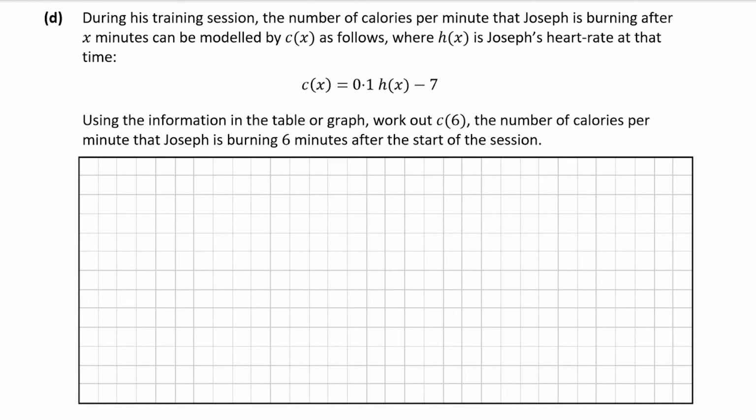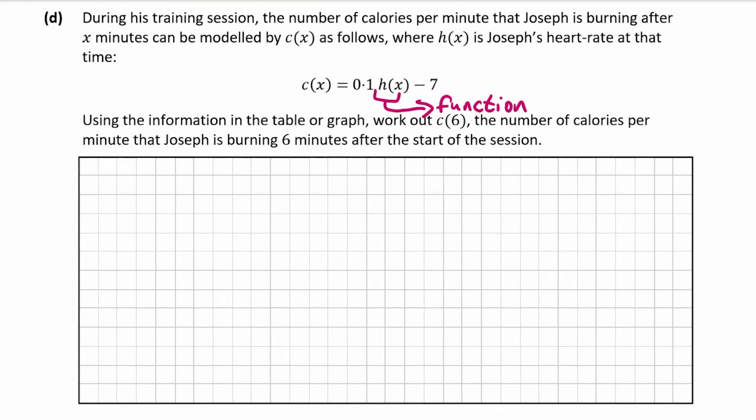So now we're asked to work out C of 6. So essentially that means you're just going to put in 6 wherever you have X in the function. Now this is slightly harder than the ones you're probably used to, because normally you don't have a function inside a function, but that's exactly what you have here. So this H of X inside the C of X function is also a function. So you don't normally get that in these type of questions, so it's slightly trickier.